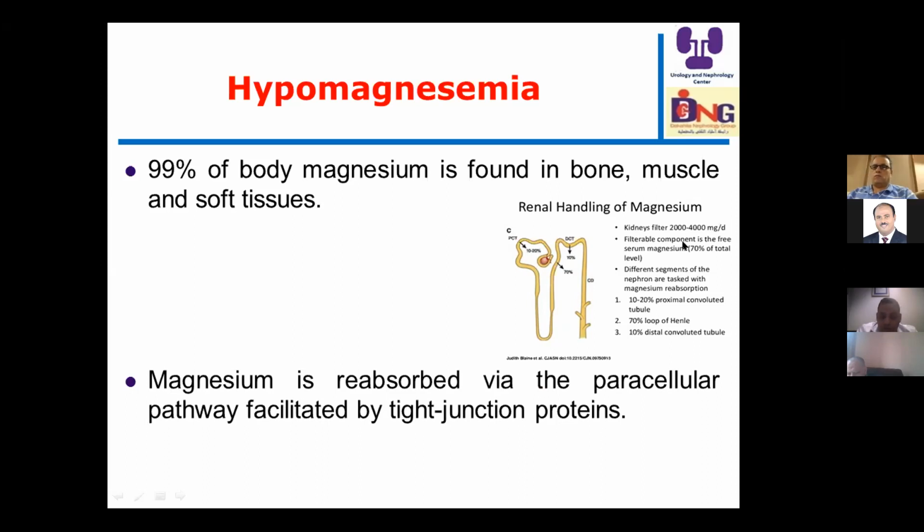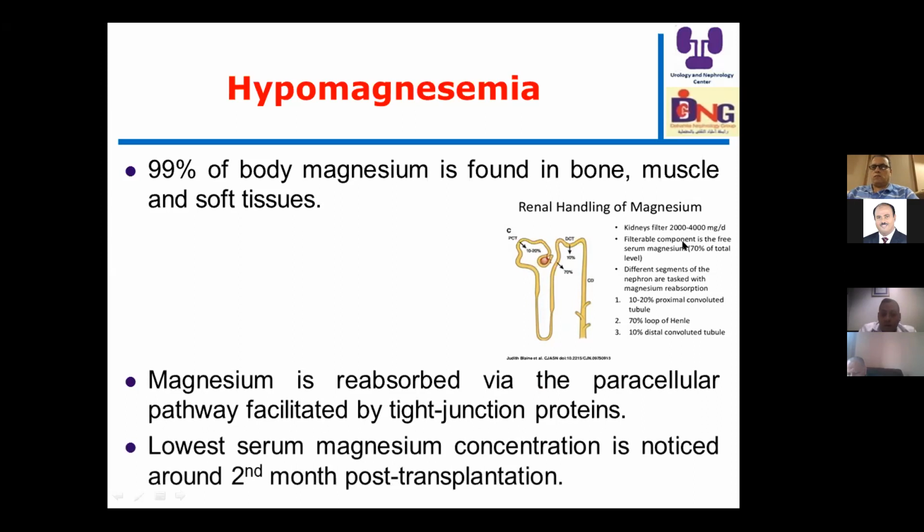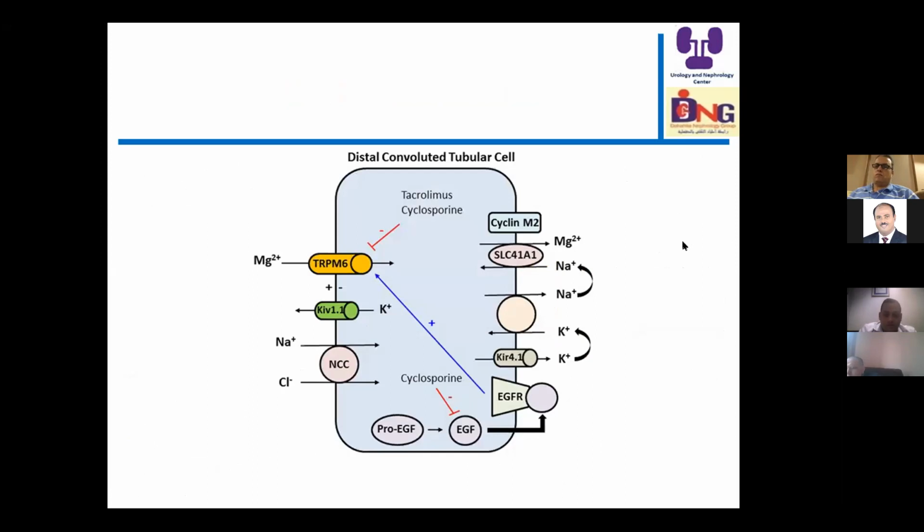Magnesium is reabsorbed in the proximal convoluted tubule and loop of Henle through the paracellular pathway facilitated by tight junction proteins. Hypomagnesemia occurs post-transplantation, mostly in the second month after transplantation.